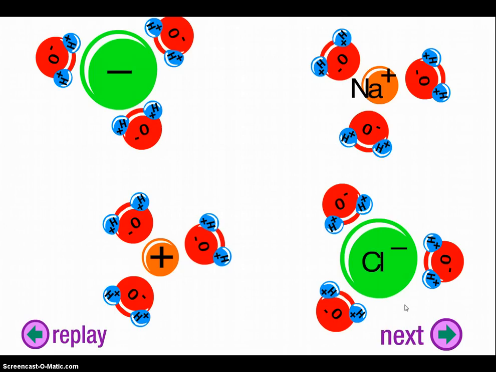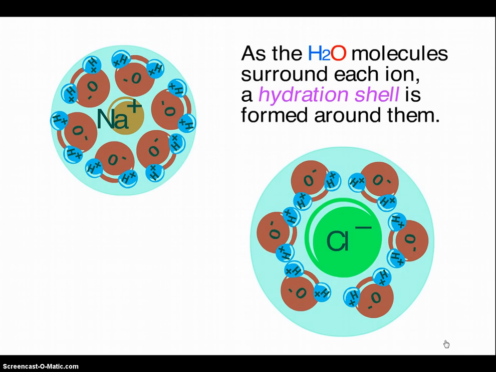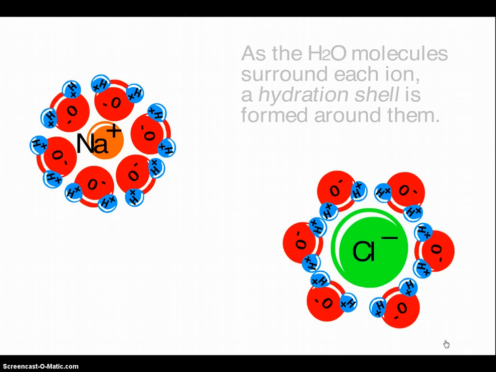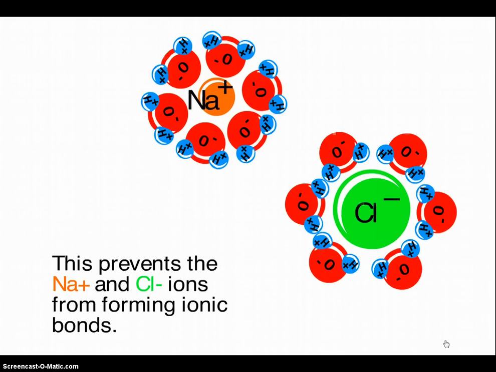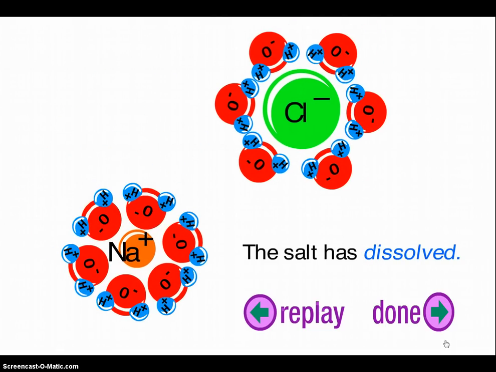If you're wondering why the ions do not go back together, you can see that in this picture here they're showing what's called a hydration shell. And what that is basically, the individual ions are going to be buffered from each other because they're going to be completely surrounded by the water molecules.